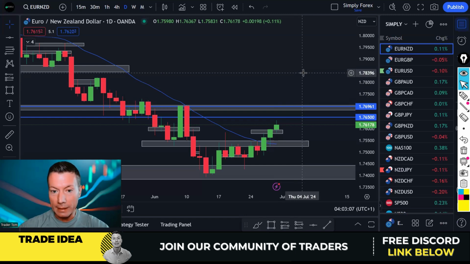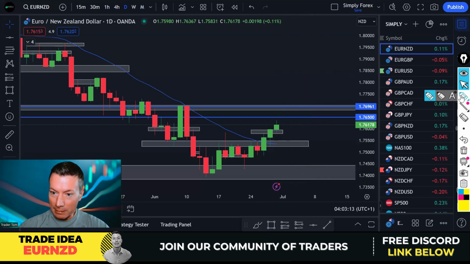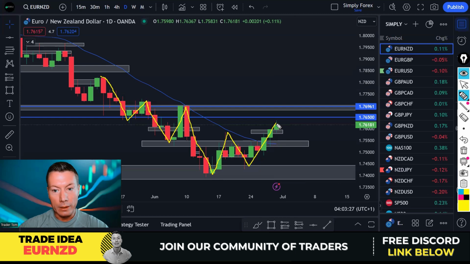Right, trades for today. My first trade idea is Euro New Zealand dollar, and let me explain. If we just follow structure, this is your first job when you look at the charts. You need to understand structure, and there you go. There's the structure, and therefore the structure shows you the trend.